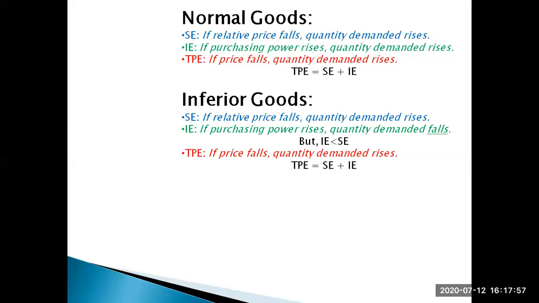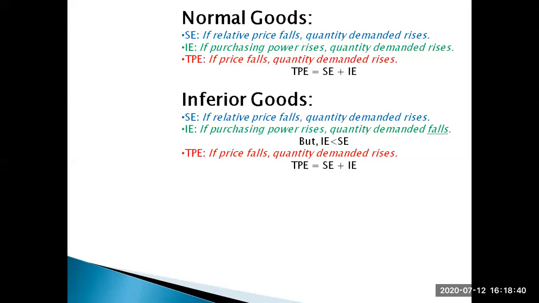The differentiating point between inferior good and Giffen good lies in the fact that in case of inferior goods in general, the income effect is smaller than substitution effect. So if the relative purchasing power rises, the quantity demanded does rise. The income effect causes that quantity demanded to fall by a certain amount, but it's not strong enough to completely nullify the substitution effect. So let's say the substitution effect causes the quantity demanded to rise. It drops a little due to the income effect. When we add these two effects, the total price effect says if the price falls, the quantity demanded still rises.